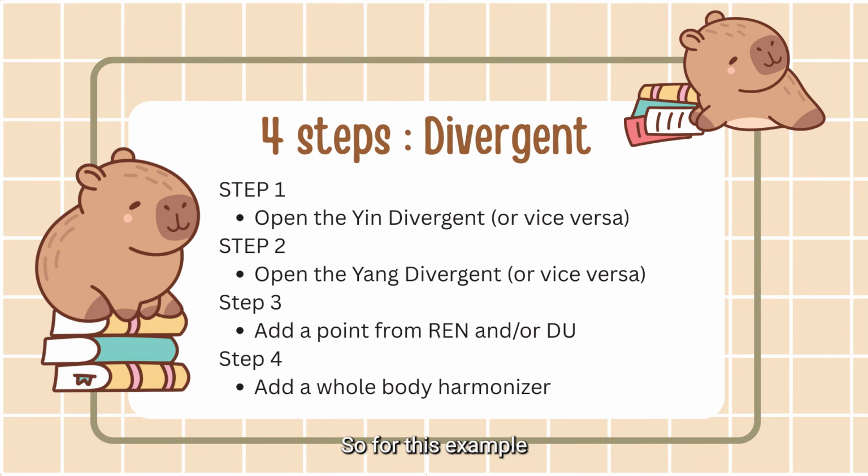So for this example, you can use Heart 1, you can use Small Intestine 10, you can also use Du 20 or Ren 14, since there are heart issues, anxiety issues, restlessness issues. And then you would choose a whole body or general yin-yang harmonizer like Stomach 36 or Spleen 6. So Spleen 6 would be like a whole body yin tonifier.